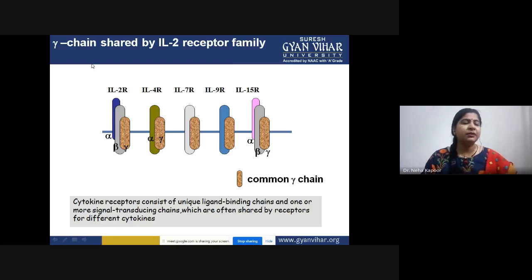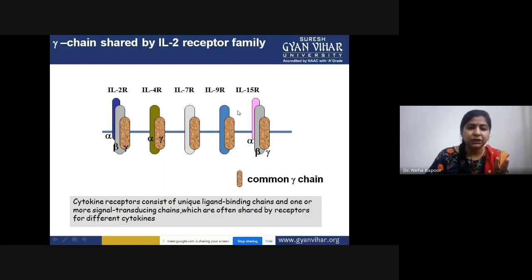So these cytokine receptors share a gamma chain that is shared by the interleukin 2 receptor family. As you can see, this is the interleukin 2 receptor. There are 3 chains: alpha, beta, and gamma, because they have the unique ligand binding sites, so that the signal transduction pathway can be initiated. In that case, this is the interleukin 2 receptor. Here you can see alpha, beta, gamma. There are 3 chains.